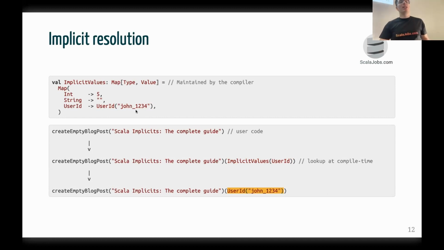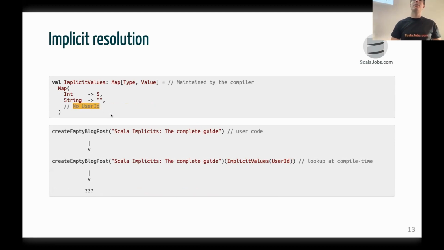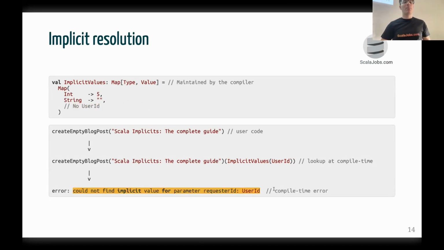But the next question is, what happens if you don't have a user ID in the map? So what happens if we're in a case like that? Then when the compiler looks up the value, it's not there, and it triggers a compile time error that says could not find implicit value for parameter requester ID. Next question, how do we put things inside of this map? How do we tell the compiler, I want John1234 to be my implicit value?